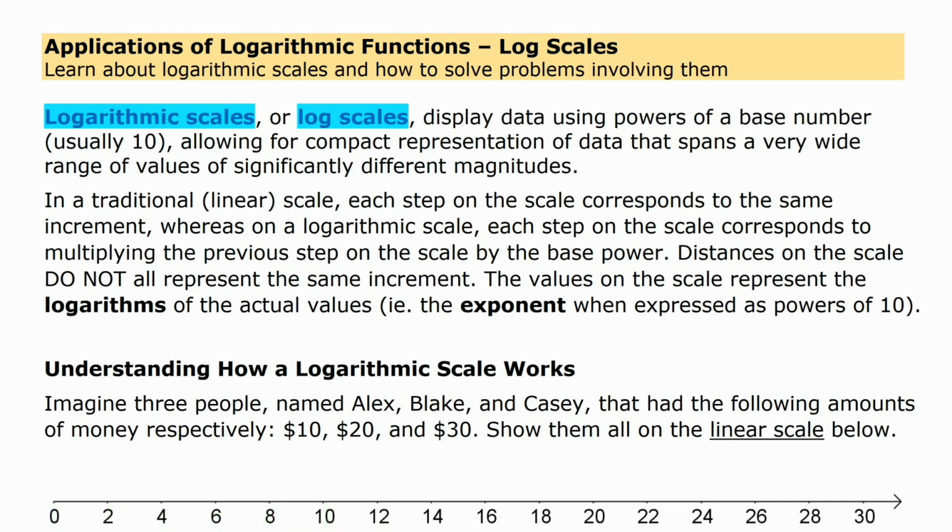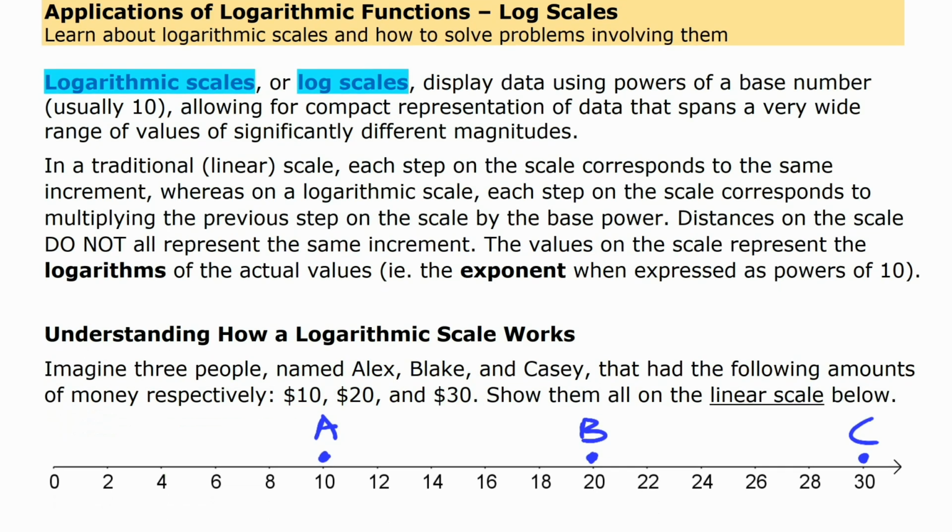Now, if we're going to put these people on there, of course, we have Alex, who's going to be right there at 10. We have Blake, who's going to be right there at 20. And we have Casey, who's going to be right there at 30. That scale works fine to show those values. All three of those values are 2-digit numbers. They're all in the same magnitude, the same ballpark, really.